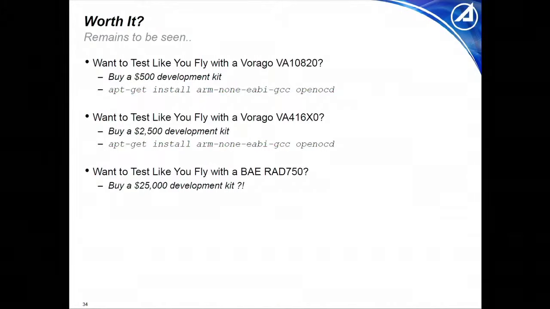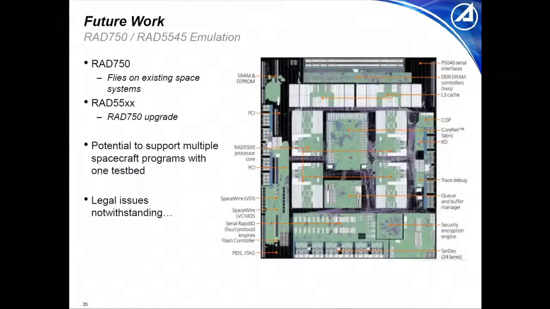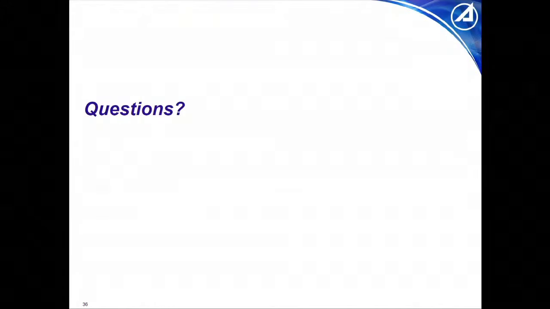With some of these cheaper processors, it's obvious. You just buy the development kit, get the hardware. You can get 10 of them or something for your testers, and then install some open source tooling. If you want to test like you fly with something more expensive, something a little bit more difficult to obtain, the emulated processor in the loop might make sense. And that's it. Thank you.